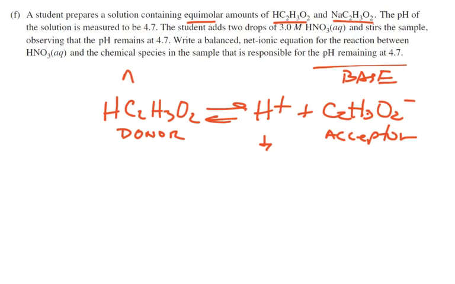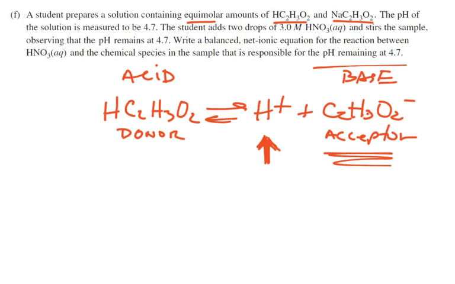So I've got an acid and I've got a base together in the same solution, equal amounts of those two. So if I were to put in some acid, so I'm going to add more H+, that does not change the pH because this acceptor is there to pick it up. So we want to write a balanced net equation for the reaction that does this.